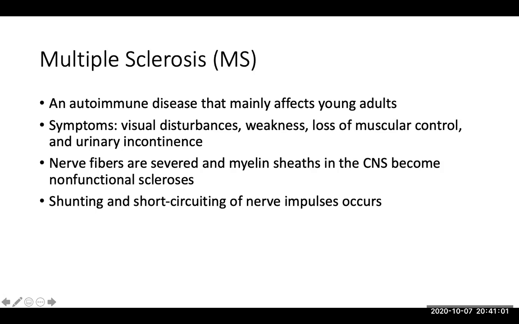So people with MS will lose the ability to control their muscles, their vision, urinary incontinence, really any place in the body where neurons control some sort of muscular activity.